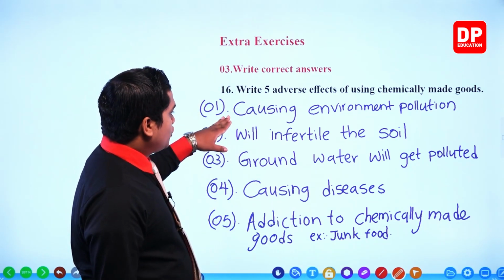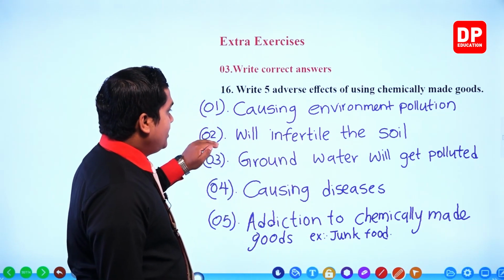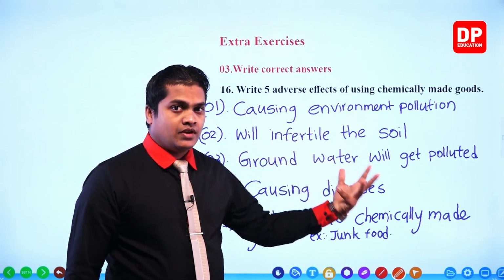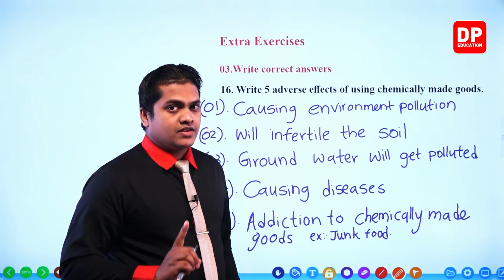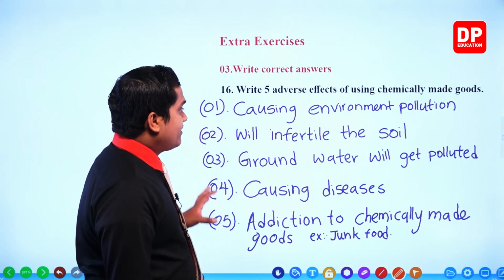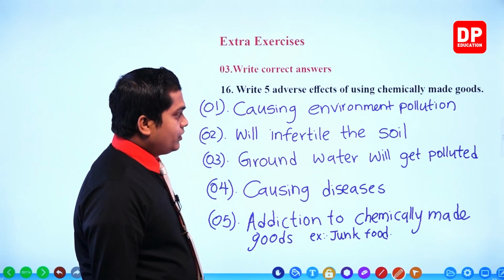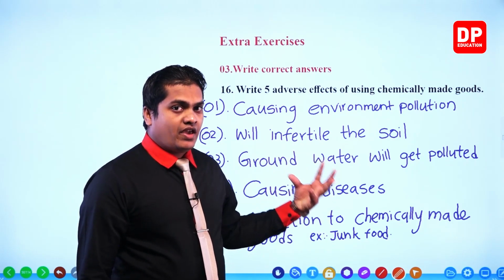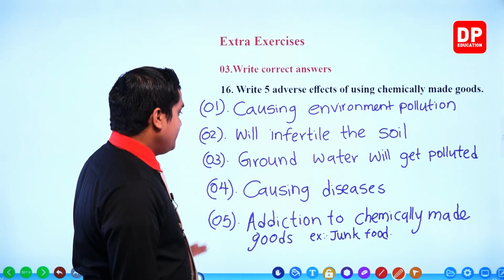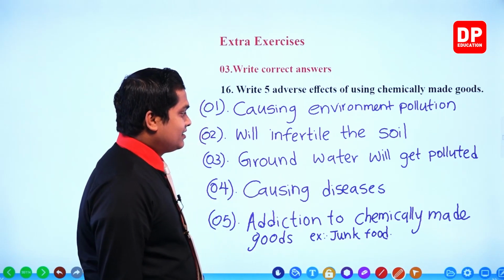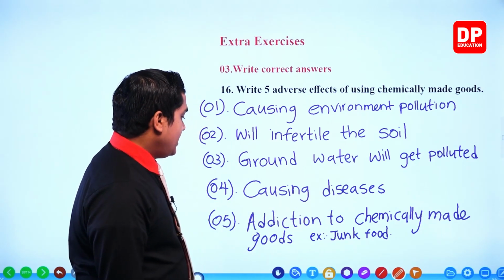So causing environment pollution, that's the main effect of using chemically made goods. Then will infertile the soil. When these substances come in contact with the soil, because of having different kinds of chemical substances, there is a possibility that the soil organisms will die. So therefore, it will infertile the soil. Next one, groundwater will get polluted, because of accumulation of heavy metals. Then number 4, causing diseases like CKD.